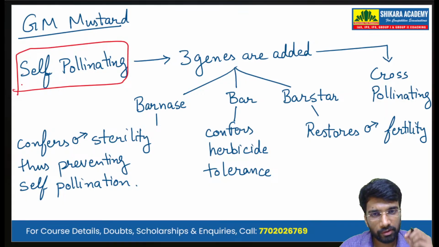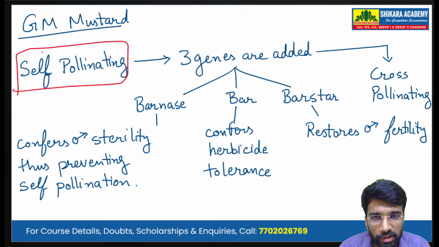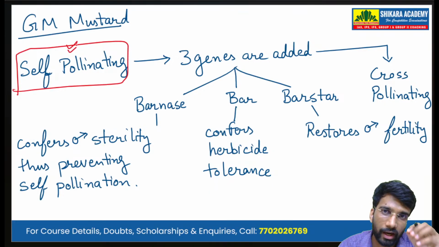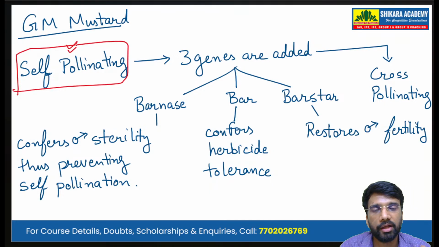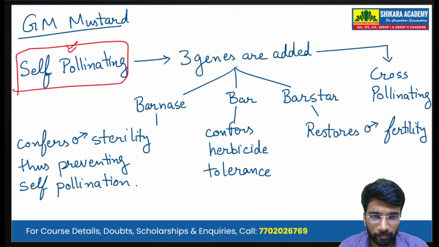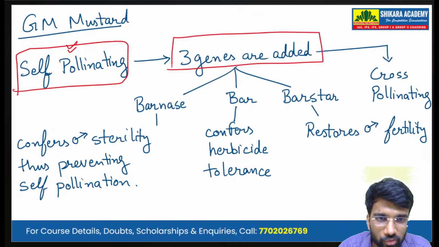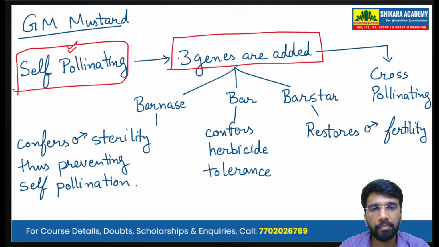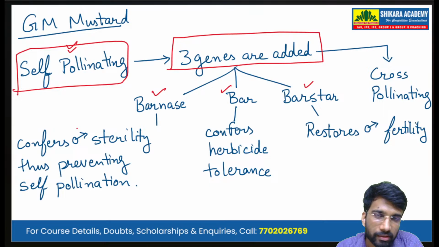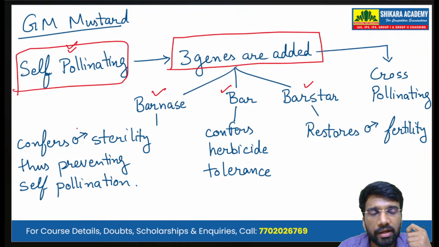So, the first task here is that we have to stop this particular self-pollination, and ensure that we are cross-pollinating it, because cross-pollination enables us to do the hybridization or to make hybrids. So to do this, we insert three genes. Three genes are added to this mustard variety to make the plant cross-pollinating, so that we can get the desired hybrids.